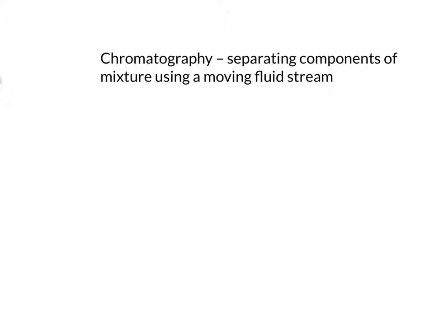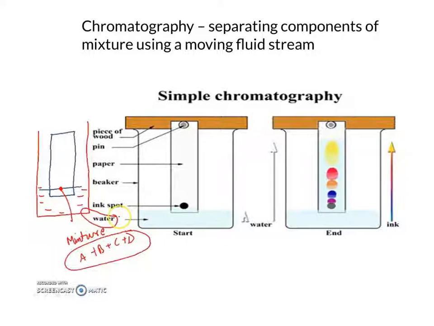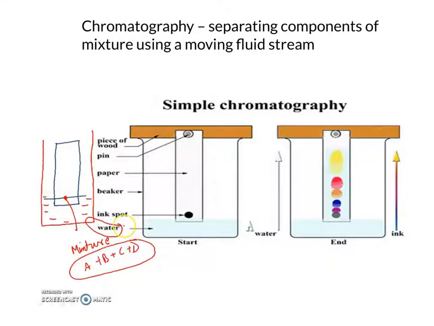Chromatography separates components of a mixture using a moving fluid stream, just like separating the pigments or colors from an ink. As the water moves upward due to absorption, some of the ink pigments are left behind and some are spread through the paper, as you can see there.